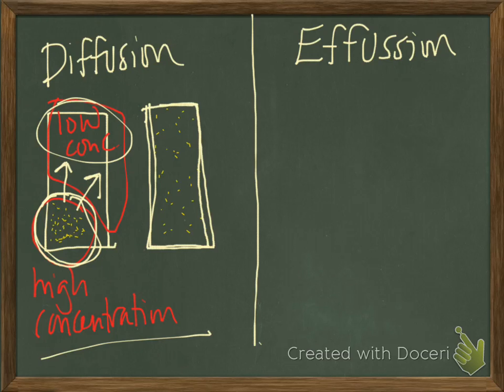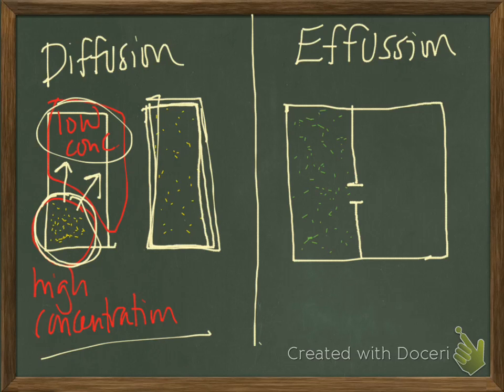Let me ask you this. At the point when it is evenly distributed and there are no more areas of high and low concentration, are these particles still moving? Yes. Unless we're at absolute zero, they're still moving. Okay, good. Effusion is the movement of a gas through a tiny opening.